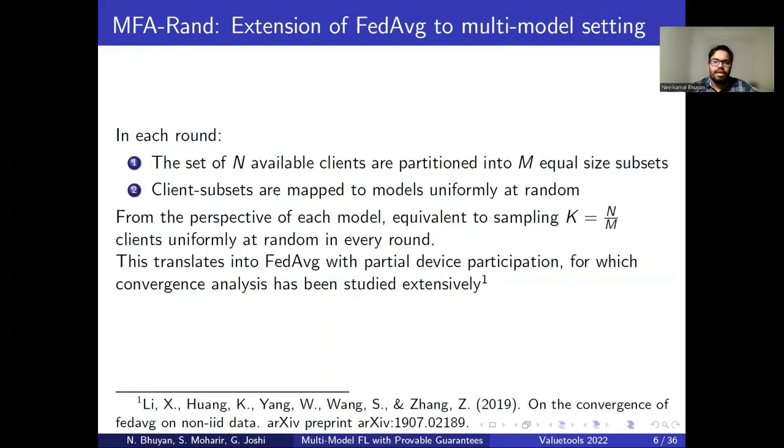Now I'll explain how MFRN works. In each round, the set of N available clients is partitioned into M equal size subsets, and then each subset is randomly mapped to a model. This is equivalent to partial device participation of single device fed average.